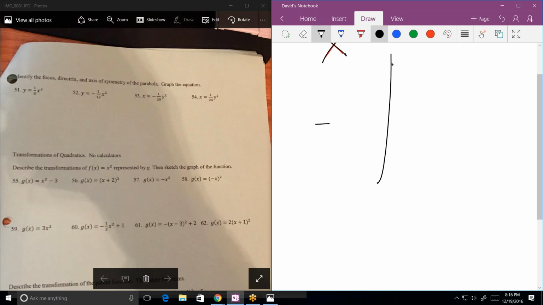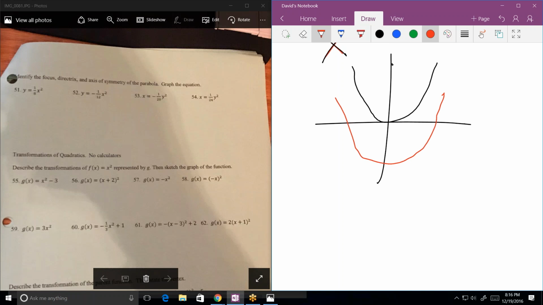In other words, if I look at my x squared parent function, all I'm doing is moving it down 3. Same exact shape, because shifts do not change the shape. Only stretches and shrinks do. Even reflections don't change the shape, they just reflect it. Okay?